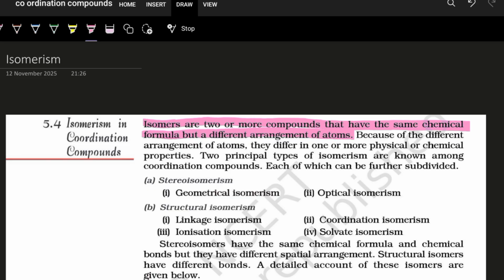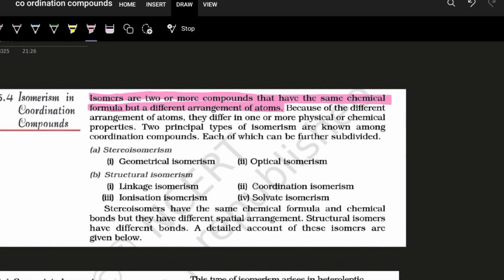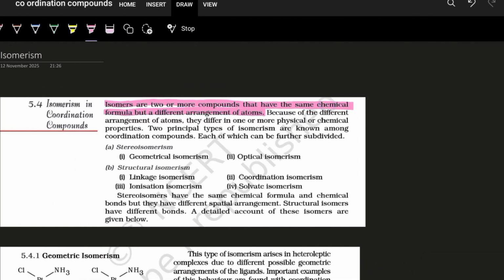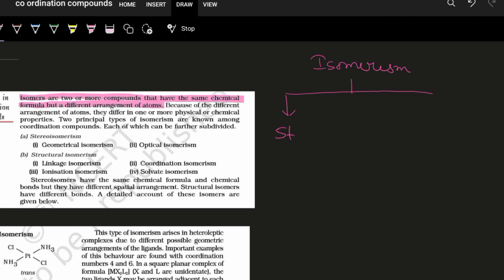What are the types of isomerism? Isomerism in coordination compounds can be of two types. As you are studying, you can form your own flow chart. You can say isomerism in coordination compounds is of two types. One is stereoisomerism, and the other is structural isomerism.